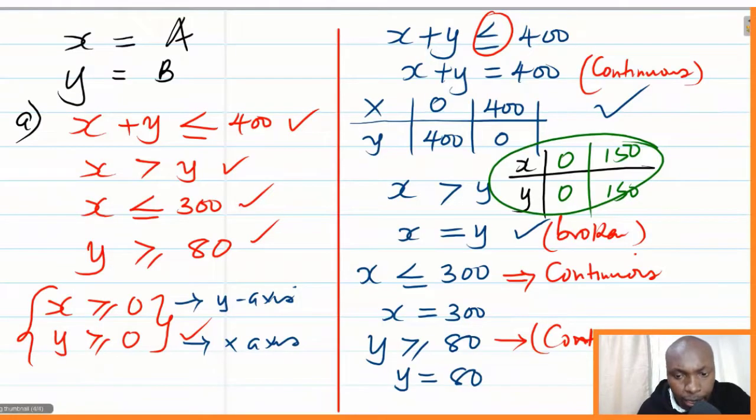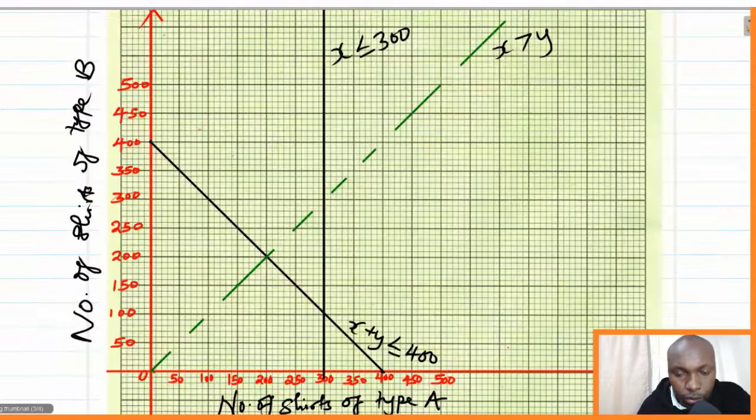And then we have the other line, y is greater than or equal to 80. Y equals 80 is the line that we're going to draw. Y equals 80 is here. So 1 centimeter represents 50, so one small square is 10. So 60, 70, 80.